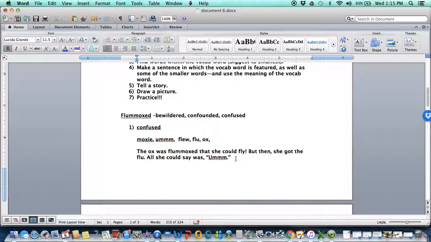All she could say was, so the question now is, why could the ox fly? What happened so that she could suddenly fly? There's got to be a story there, right? She was flummoxed. She was confused. Like maybe she was supposed to have a spell that allowed her to talk, and now all of a sudden she can fly, right? But then she got the flu. That sucks too. So, tell a silly story. It could be the ox named Oxy, whatever. And she's got a lot of moxie. Cornball City over here, I know. But still, it works.